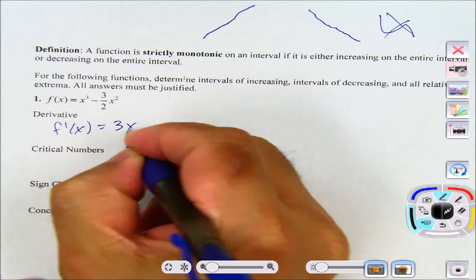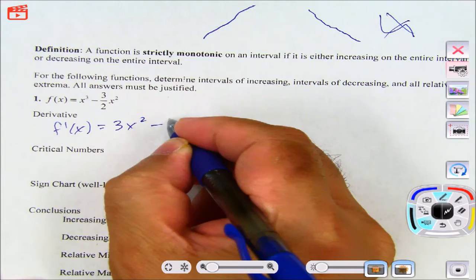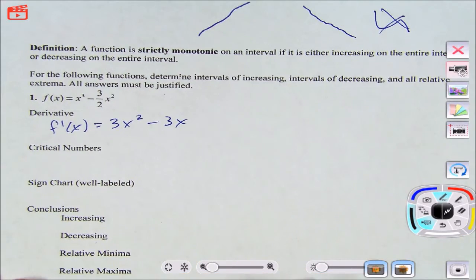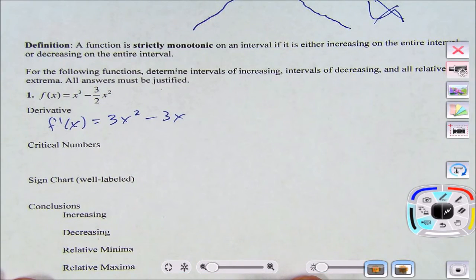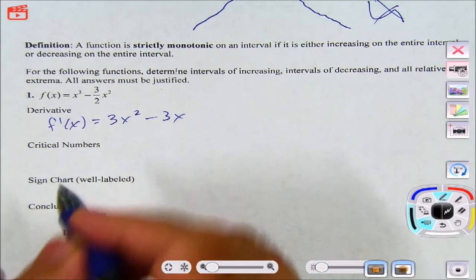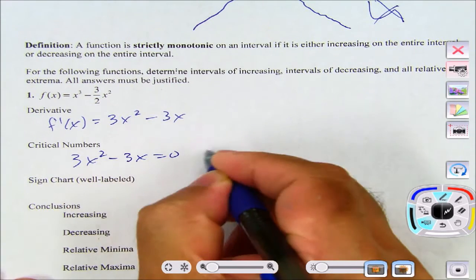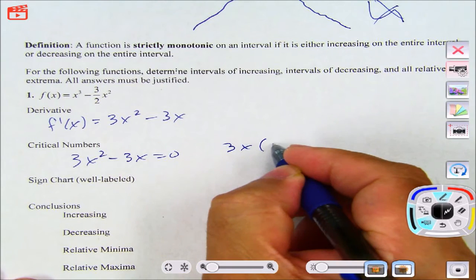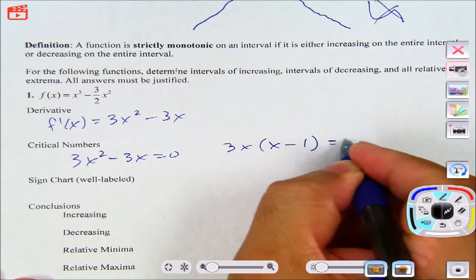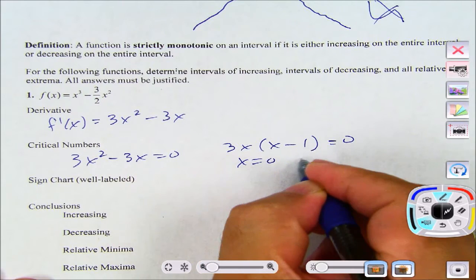All right, so let's take the derivative first. So that's 3x squared minus 3x. Critical numbers, so that means you set it equal to 0 and solve. So that'll be 3x times (x minus 1), so x equals 0 and x equals 1.